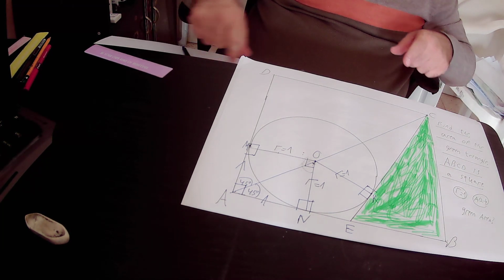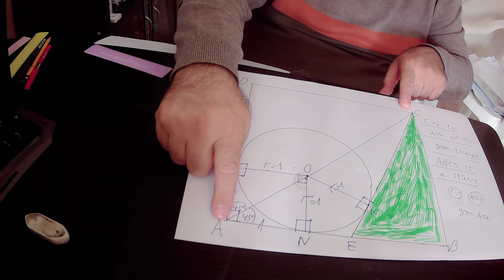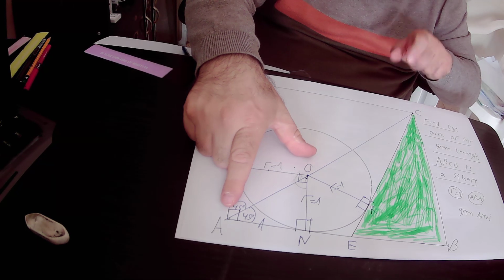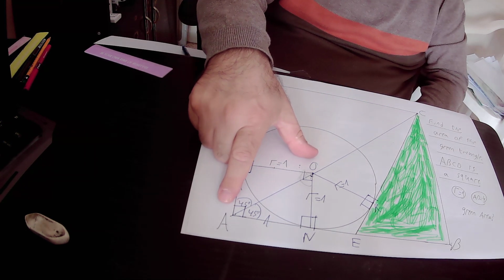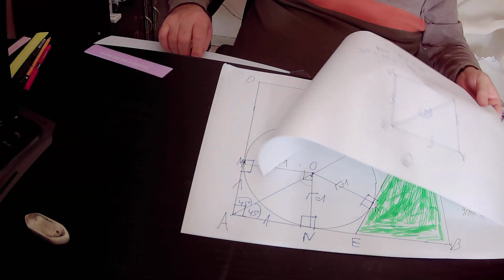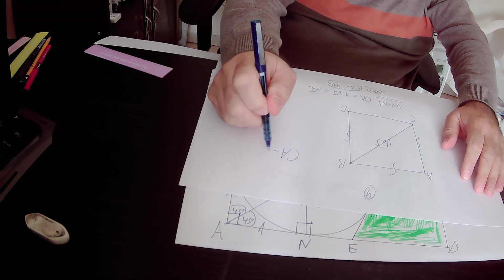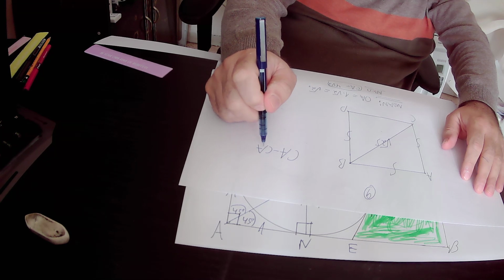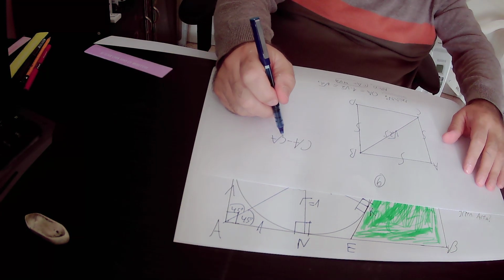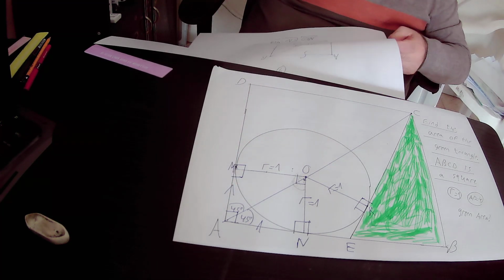So, what is the value of CO? CO equals CA minus OA. Again, CA minus OA equals CO. I will write it down. CA minus OA equals CO.